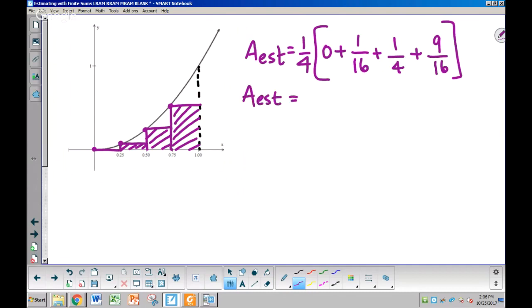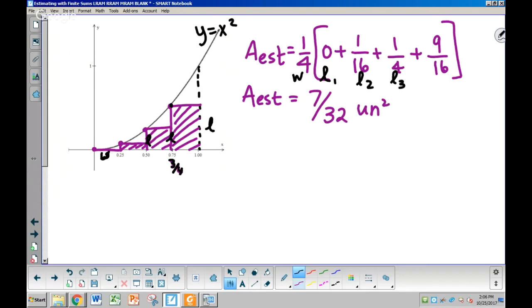So somebody give me what this estimate is. I got 7 over 32 units squared. Clearly this is an underestimation. I'm squaring 3/4 here because this curve is y equals x squared. And when I put my input here of 3/4, the height is 9/16. Because this is width, and these are the lengths, right? Make sense? That's how we're finding the length. So this is length 1, length 2, length 3, and then length 4.